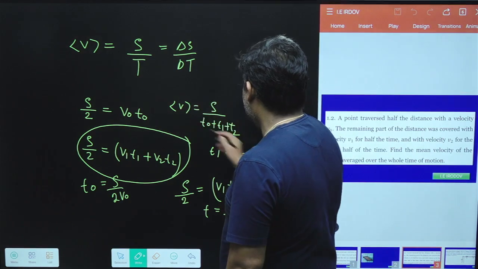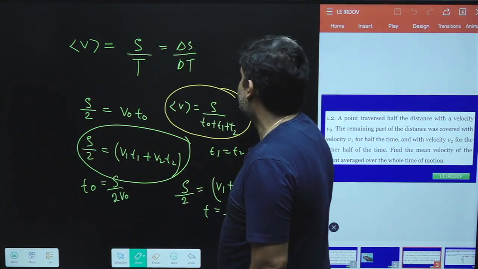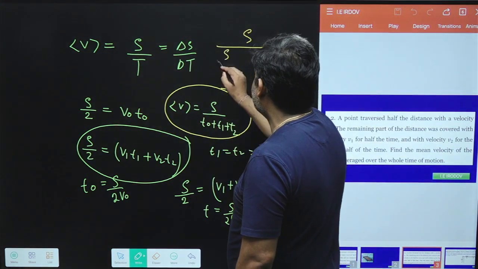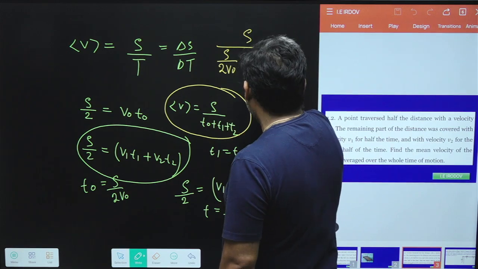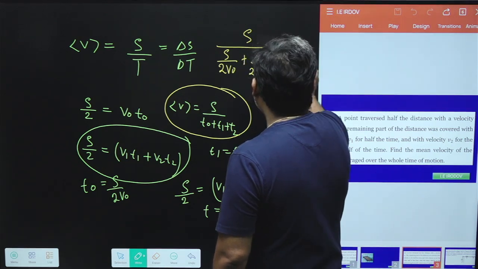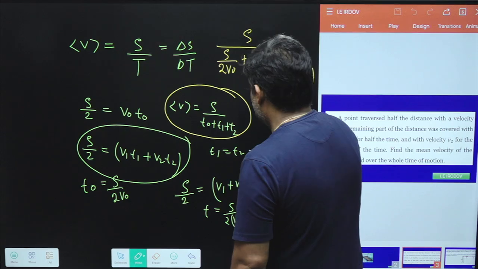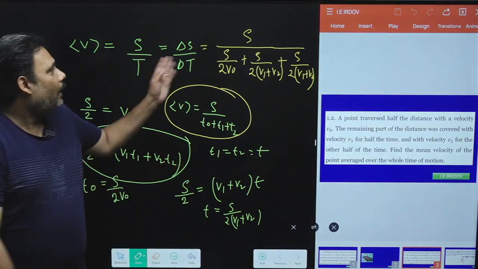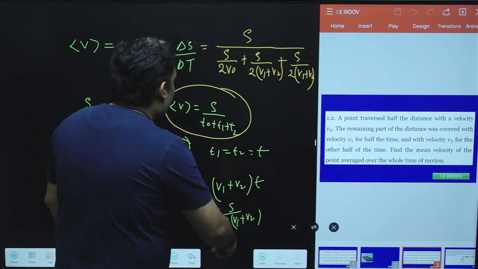Now we have this particular mother formula. So I can take another color. So this is our mother formula and we have to put it in all of this. So what will happen? S by T0 is equal to S upon 2V0 plus this value T1, which is equal to S upon 2 times V1 plus V2, and T2 is also S upon 2 times V1 plus V2. So this is going to happen. So now this is your average velocity. Now all these S will cancel out and we have to give the answer in terms of V1, V2 and V0. So let's try to calculate all this.